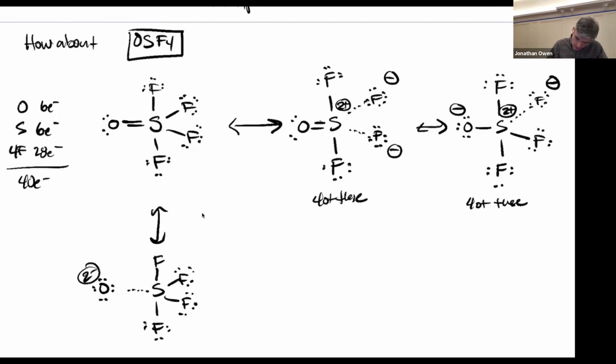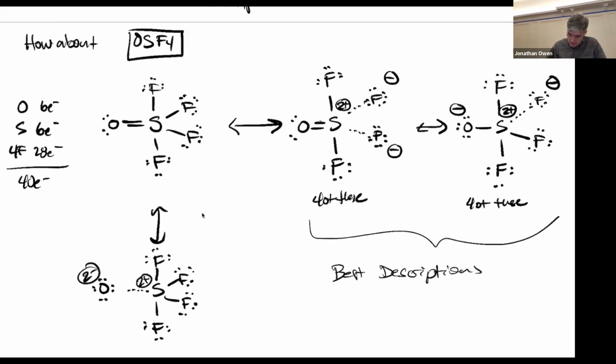Now you've got an O2 minus floating out there. So this is less good, obviously, because you've got a 2- charge. That sort of charge arrangement is less desirable. And so I would say that the two of these are the best descriptions. Negative charges on fluorine are better than negative charges on oxygen, but you're trading that for a double bond versus a single bond. So I like that. I think both of those are good.